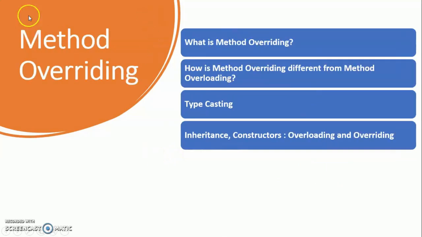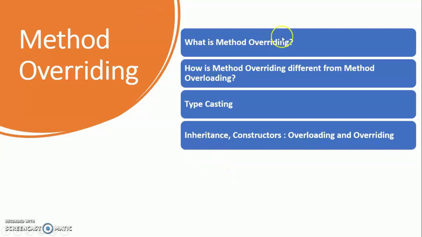today is going to be method overriding. That is what is going to be our point of focus. So we will be talking about what exactly is method overriding, how method overriding is different from overloading, what exactly is typecasting, what are its types, and how overloading and overriding affect constructors and inheritance. So can I overload constructors? Can I override constructors from the parent? What role does inheritance play in all this?